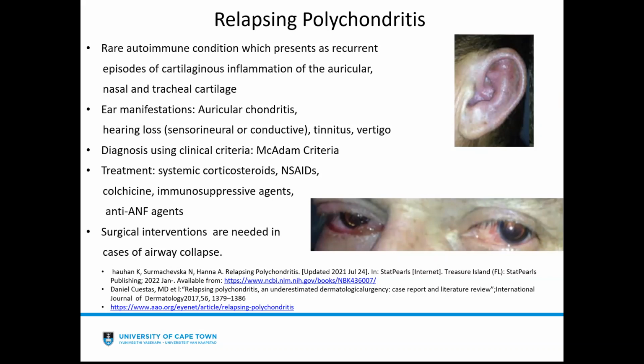Importantly, in this condition, 26% of patients have some form of ear pathology. So it's quite common in patients with relapsing polychondritis. In fact, up to 88% of these ear manifestations are within the outer ear itself, so it's a high incidence within this condition. It can be within one pinna, but it can also be bilateral, although bilateral is quite rare.